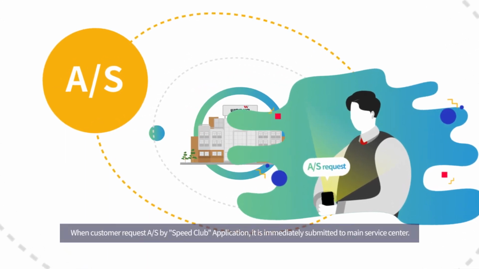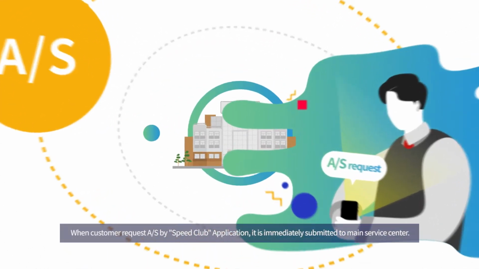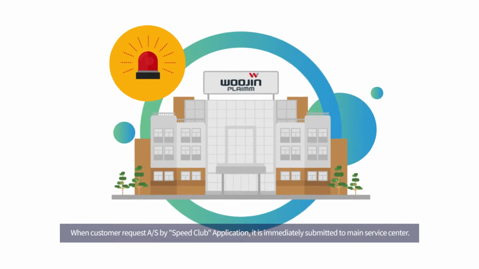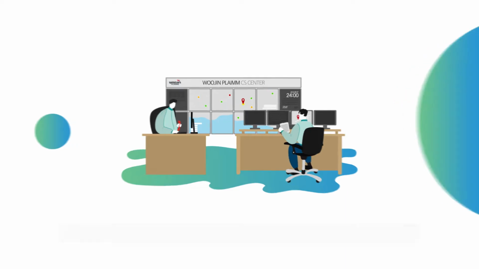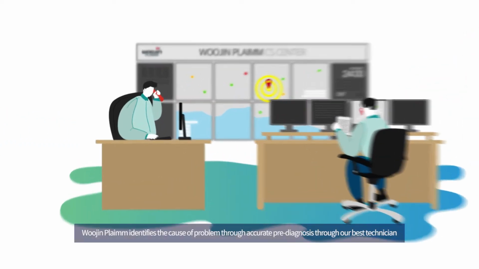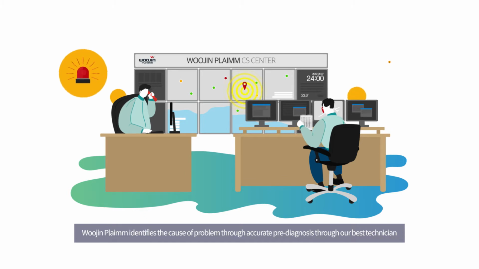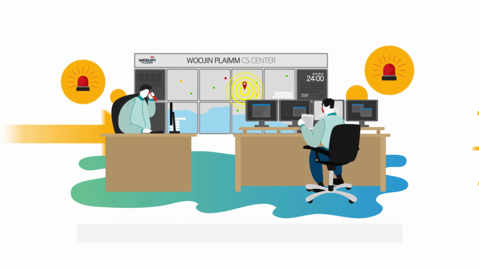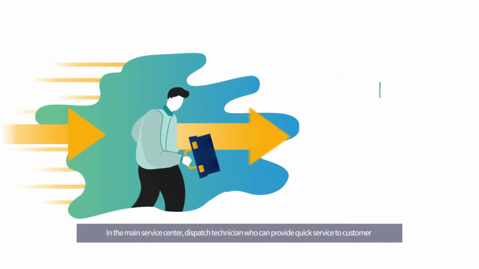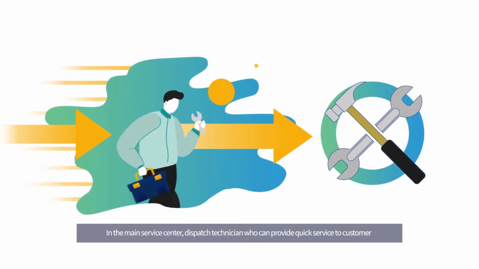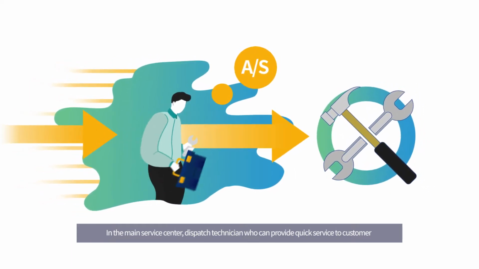When a customer requests AS through the Speed Club application, it is immediately submitted to the main service center. Woojin Prime identifies the cause of the problem through accurate pre-diagnosis by our best technician. The main service center dispatches a technician who can provide quick service to the customer.